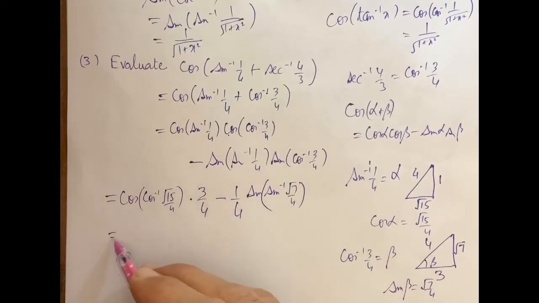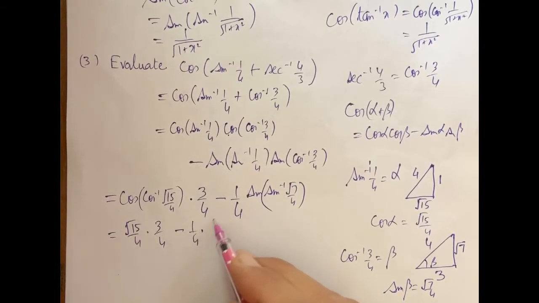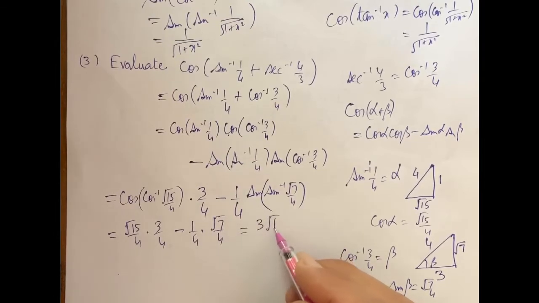We simplify this. This is root 15 by 4 into 3 by 4 minus 1 by 4 into root 7 by 4. That's 3 root 15 minus root 7 upon 4 into 4, that is 16.